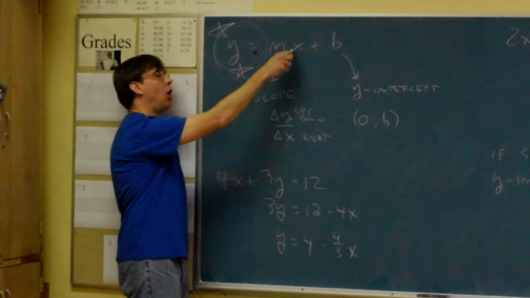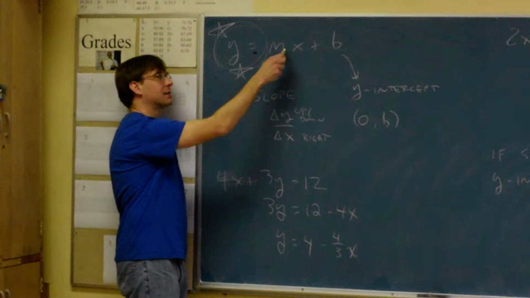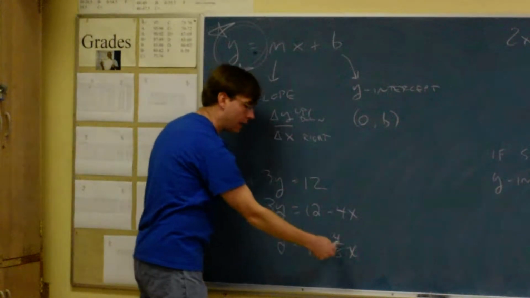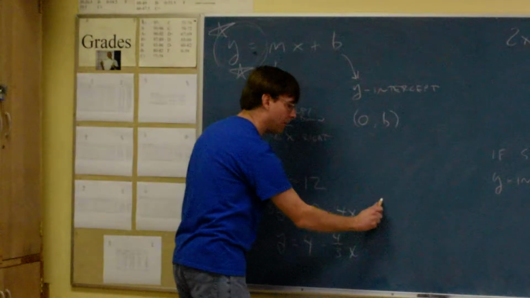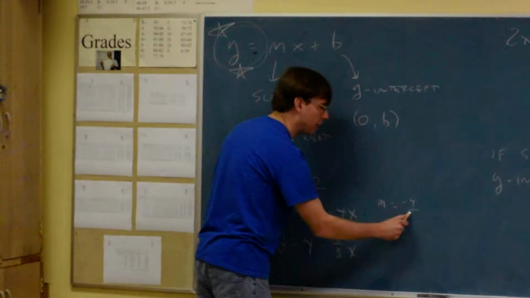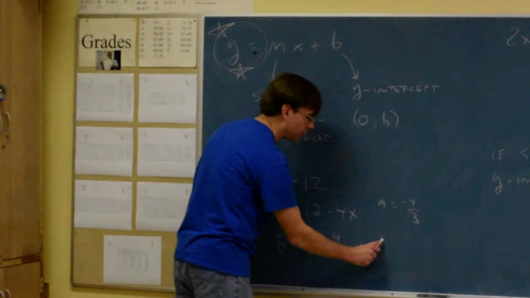The slope will always be the number with the x. When I wrote this, I wrote the x thing first. Right now, the x thing is second. That doesn't matter. The slope is the number with the x. The slope would be negative 4/3.